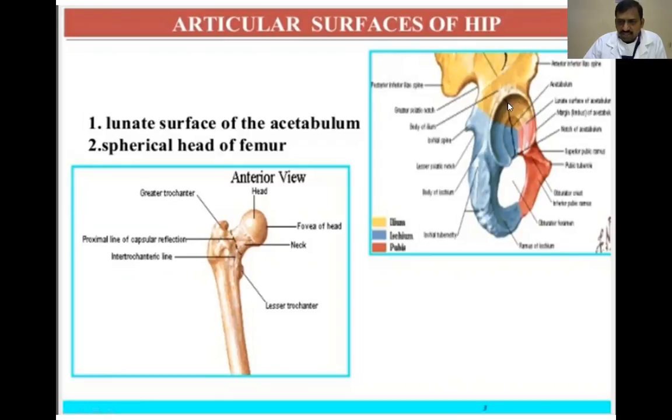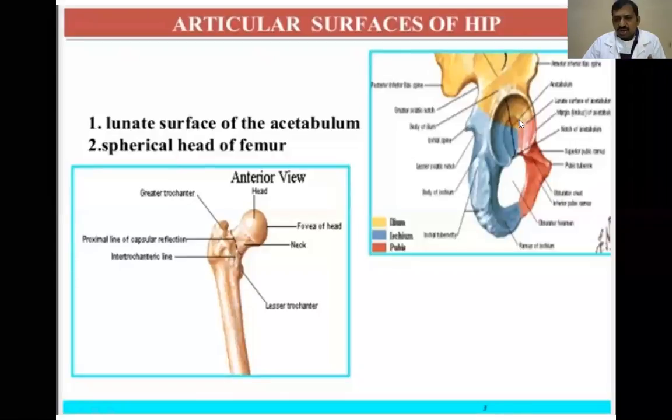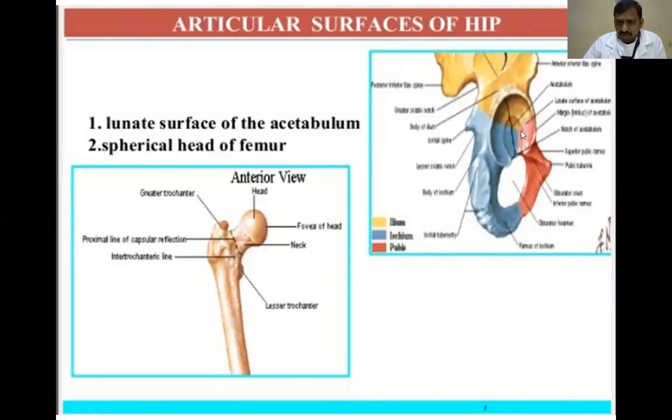Okay. Here this is the acetabulum. The articular surface of the acetabulum is not total. The total acetabular cavity is not taking part in the formation of the hip joint. Only the articular surface, which is horseshoe shaped, takes part in the formation of the hip joint, because the head of the femur articulates with this part of the acetabulum only.